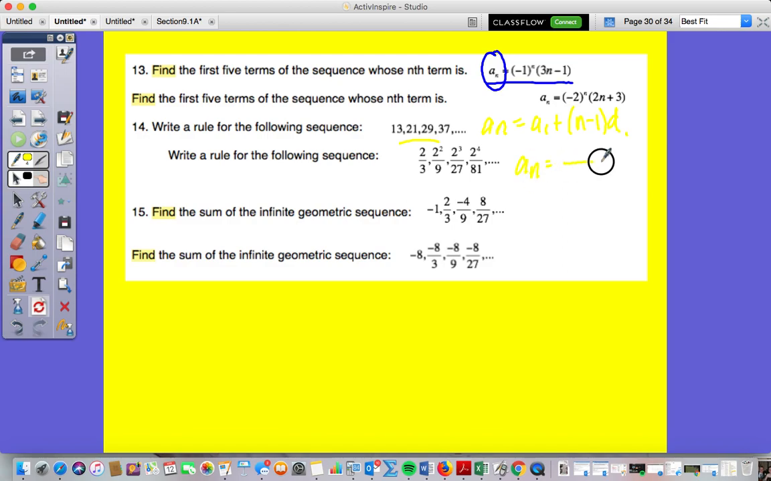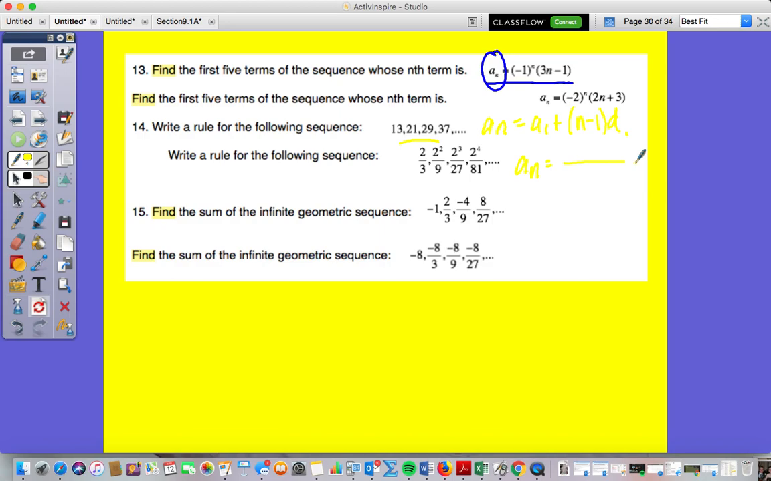Wait, so when we do n, what are we plugging in for n though? We don't know what n is. They're just saying how to find the nth term, right? So all we're doing is really writing the rule. They only really want the equation. Correct. It's basically the opposite of what you did on 13, just going backwards. You can do that on the calculator too if you want to.